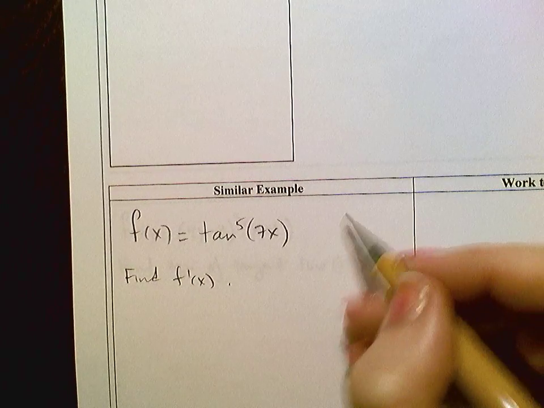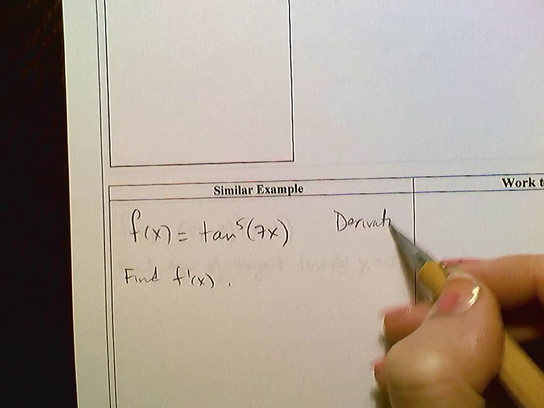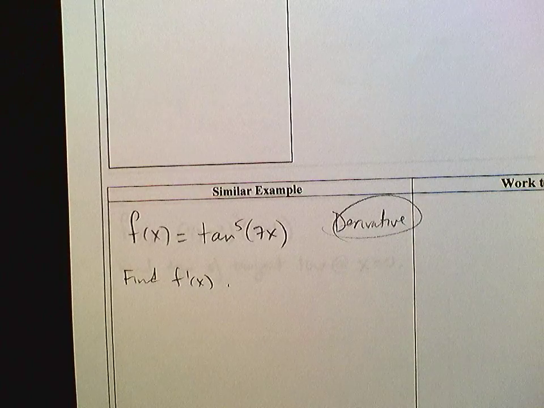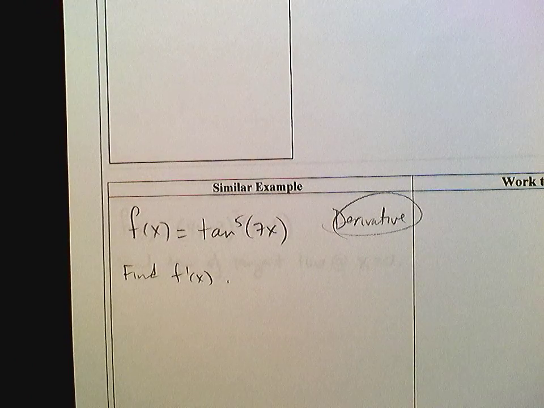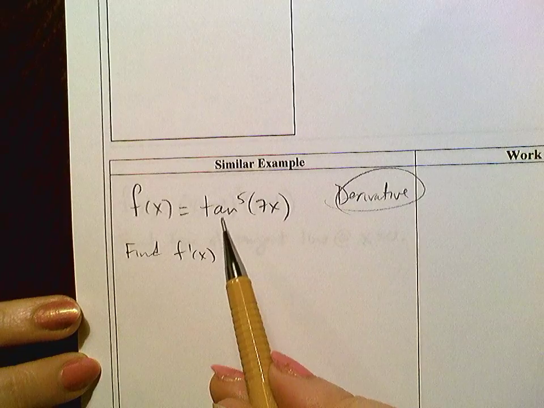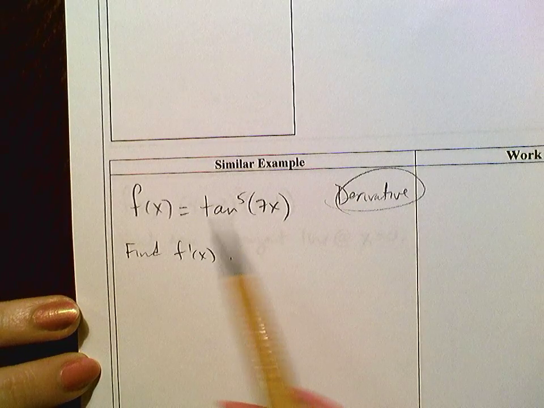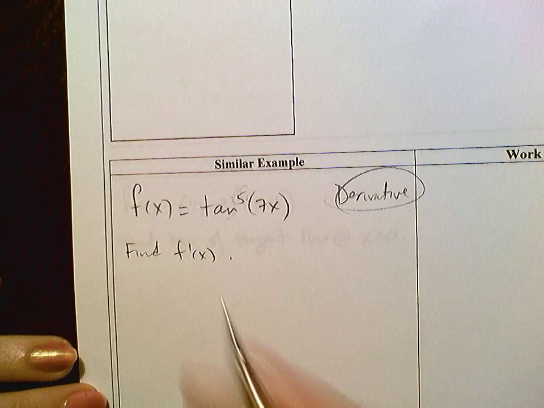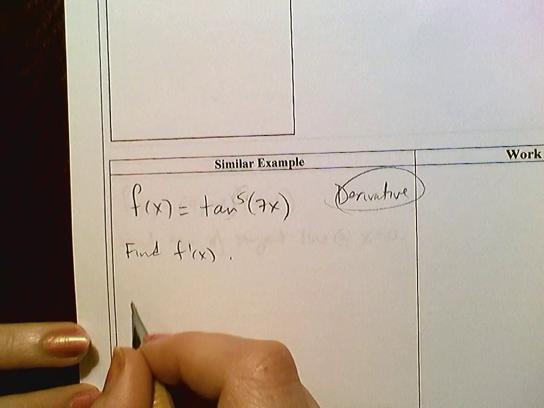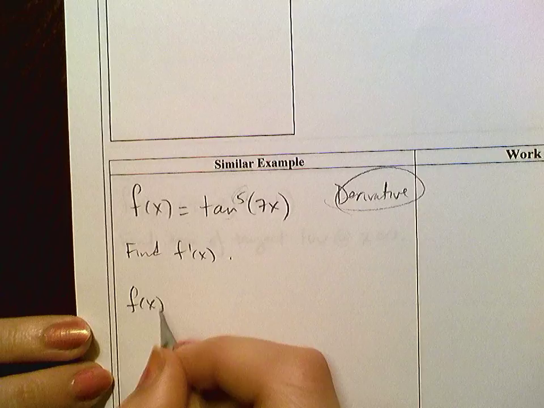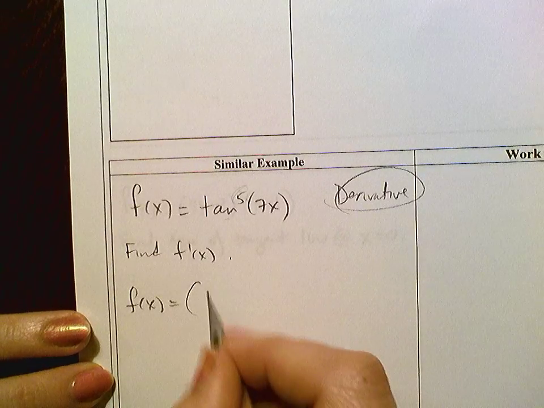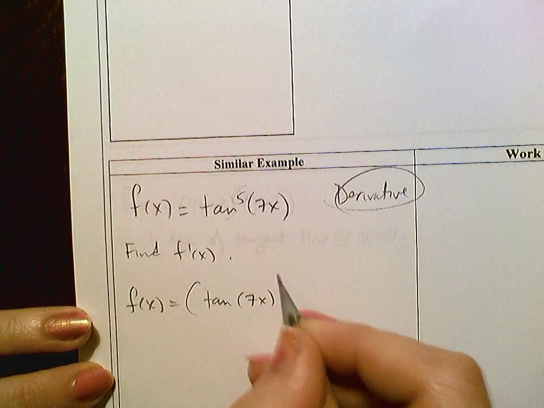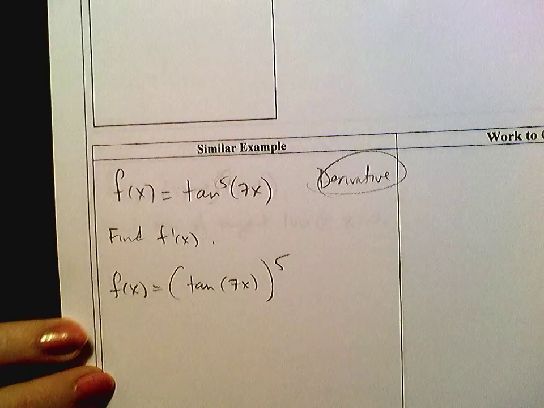Next. So f of x is this. Find f prime of x. Okay, this is a derivative. Limit, derivative, or antiderivative? This is a derivative. If you have a trig function, sine, cosine, tangent, secant, or any of those, to a power, it will likely help for you to rewrite it like this.